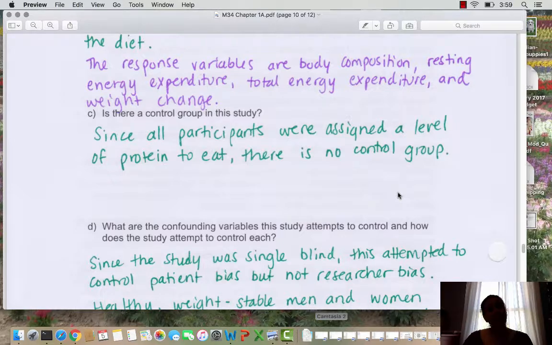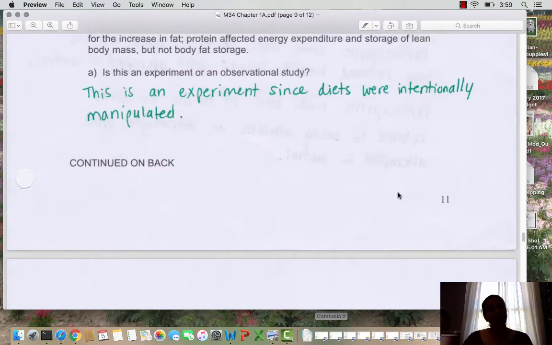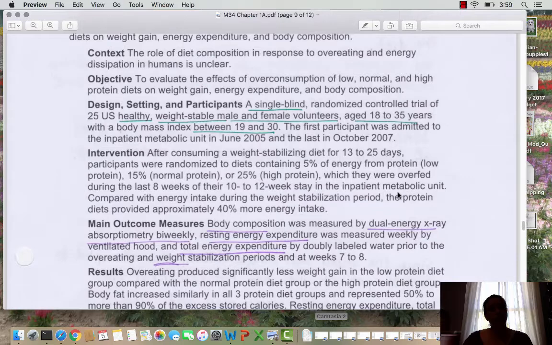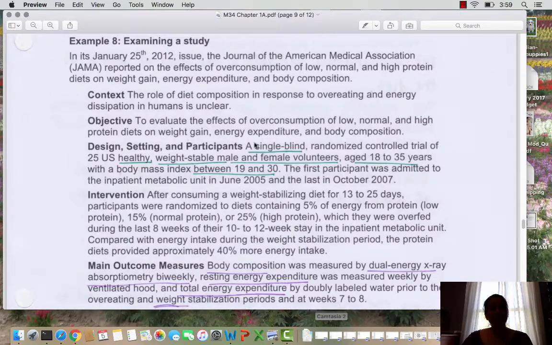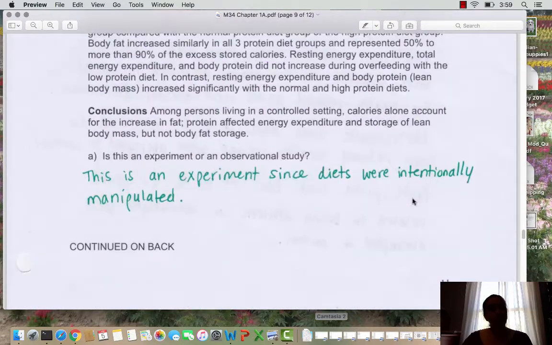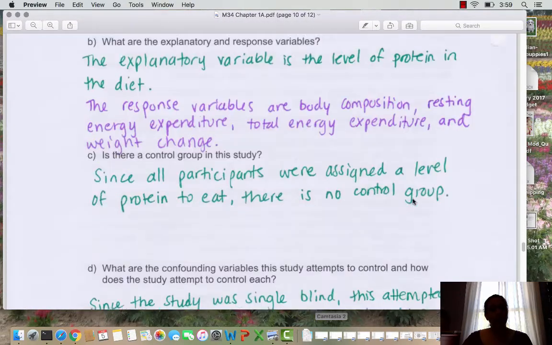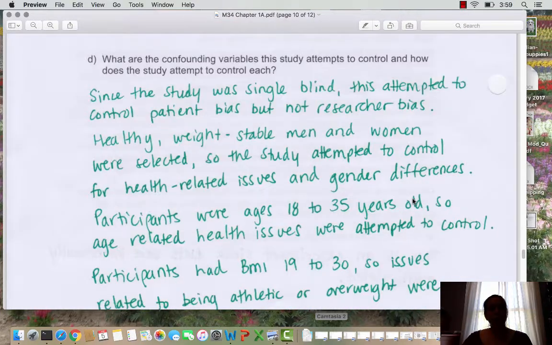So what are some of the confounding variables? If we look back at the descriptor, in the design, we're told here it's single blind. They randomized the participants chosen. There were 25 healthy, weight stable male and female volunteers, aged 18 to 35, with a body mass index between 19 and 30. So these are all factors that the researchers were trying to control for.